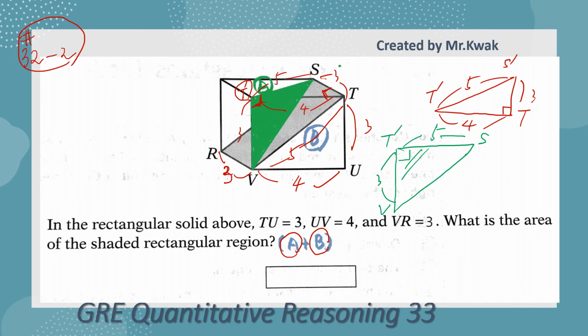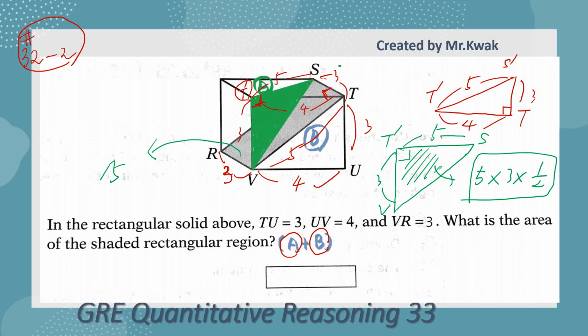And we can figure out the area of the green one. In that case, 5 times 3, and divide by 2. And then the shaded area, this part was 15. So we can just add it. So 15 plus 7.5. Is that correct? Yes, right. Then let's add it. In that case, the answer could be 22.5. Is that correct? Yes, right, guys.